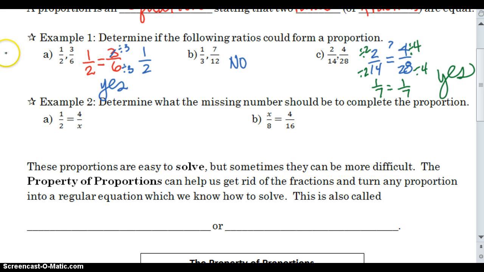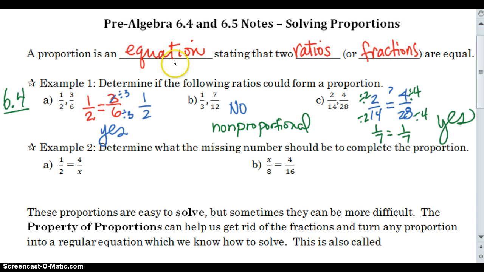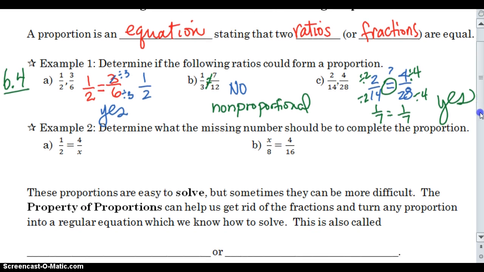So this is basically 6-4 in a nutshell, determining whether they are proportional, and if they're not, they're called non-proportional. Now one more time, let's review what a proportion is. Let's go back to the definition. It's an equation, okay? They weren't given to me as an equation, but I set them up as an equation. It's an equation stating that two ratios are equal. So I'm checking to see if they're equal, and if they are not equal, then we say they're non-proportional. If they do turn out to be equal, then yes, they are proportional.